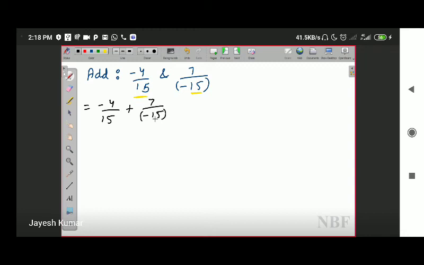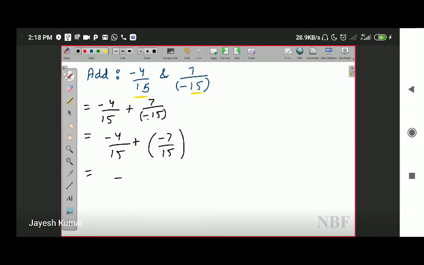Now, like I discussed a bit earlier, we do not entertain a negative sign in the denominator of a rational number. So what we do is we transport the sign to the numerator. On transporting the sign to the numerator, we have minus 4 upon 15 plus minus 7 upon 15. After doing so, the denominator is the same.